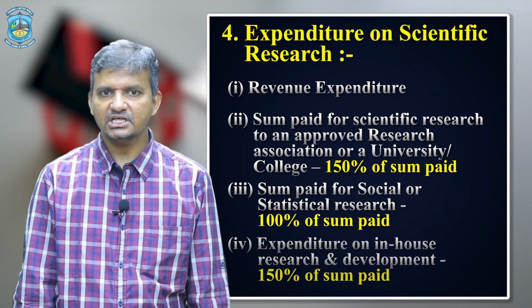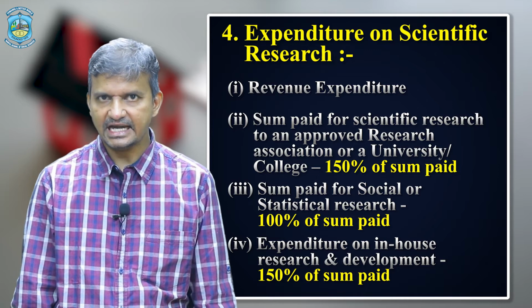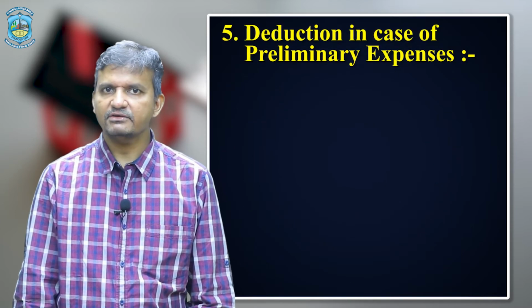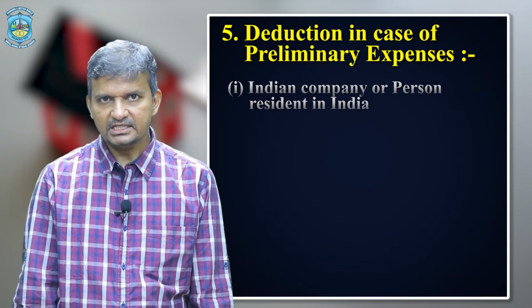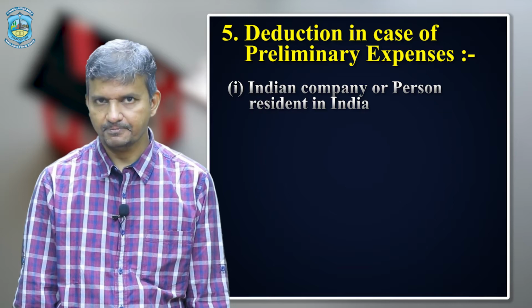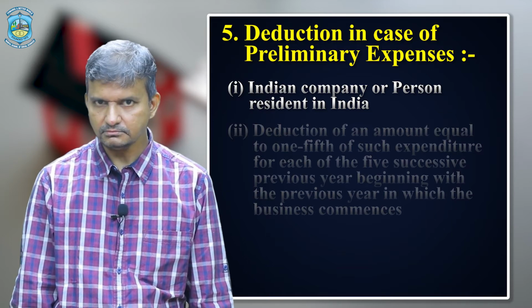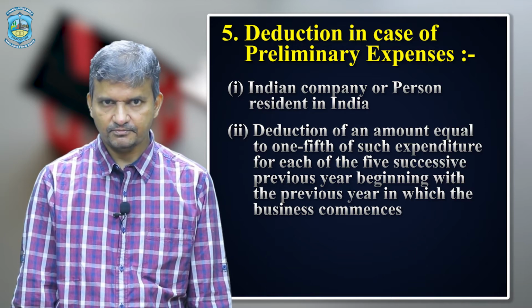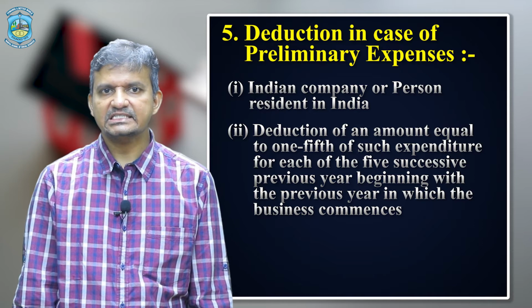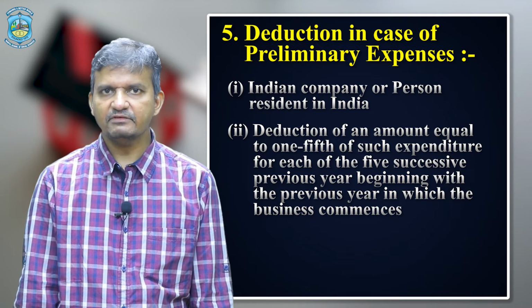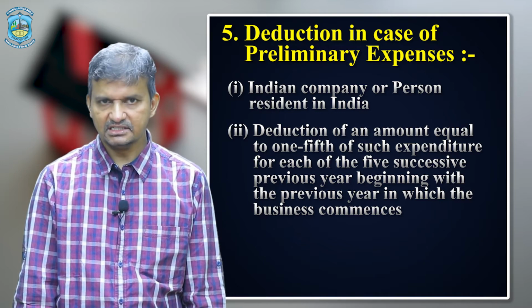If there is any expenditure on in-house research and development, in that case 150% of the sum paid shall be deductible. Next is deduction in case of preliminary expenses. Now, this deduction is available to an Indian company or a person who is resident in India. Now, what is the quantum of deduction? Deduction of an amount equal to 1/5 of such expenditure for each of the 5 successive previous years. I repeat, for each of the 5 successive previous years, beginning with the previous year in which the business commences.